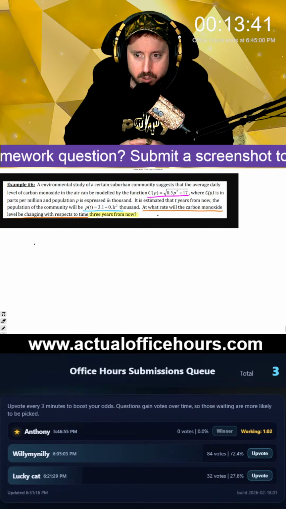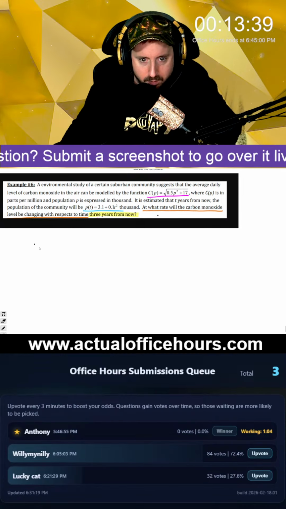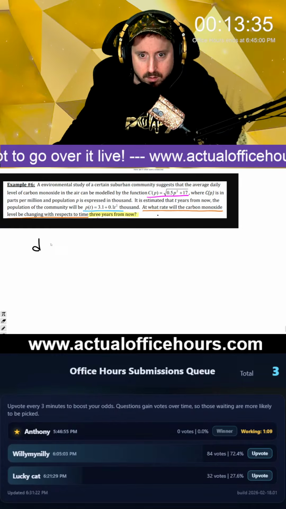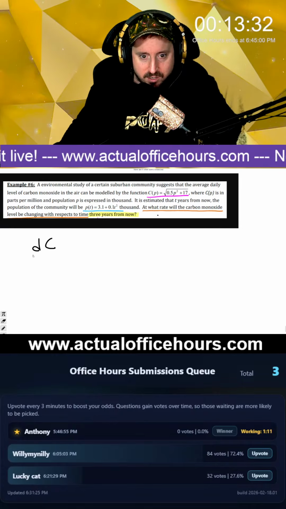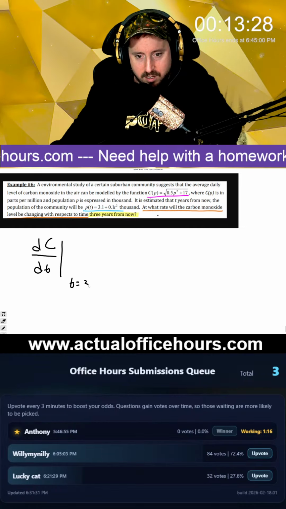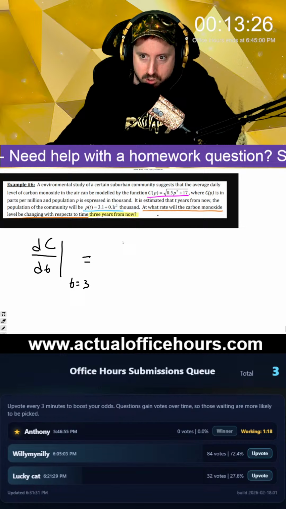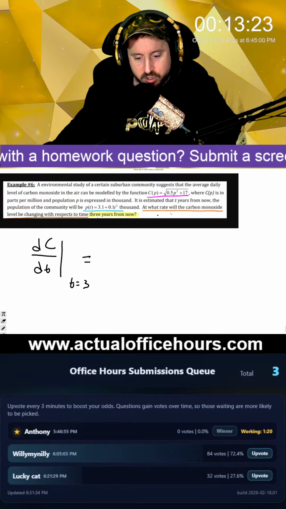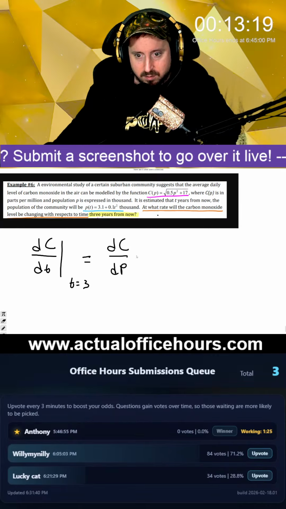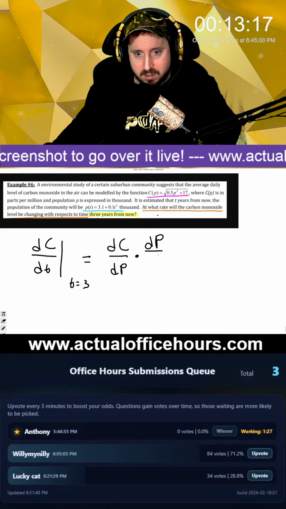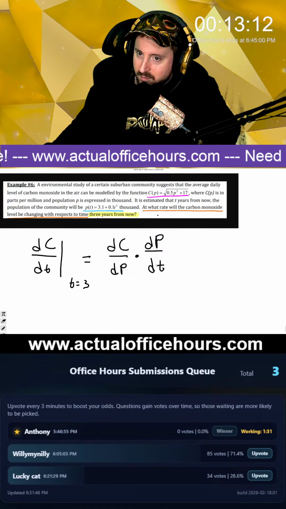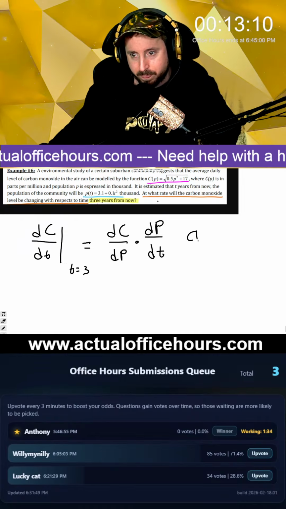Oh, this is like a function of a function. Okay, so they want... oh, this is cool. This is a chain rule, actually, Anthony. So they want dc/dt at t equals 3. Which, because c is a function of p, is dc/dp times dp/dt. Okay. Chain rule.